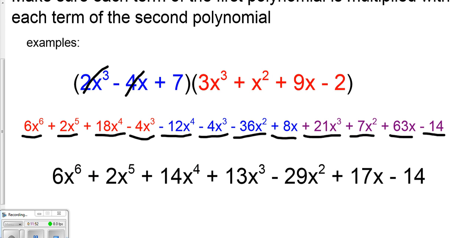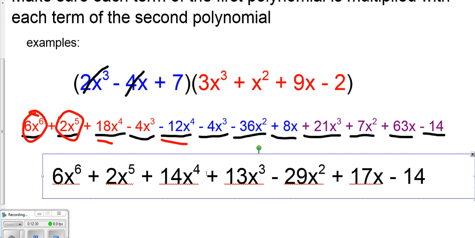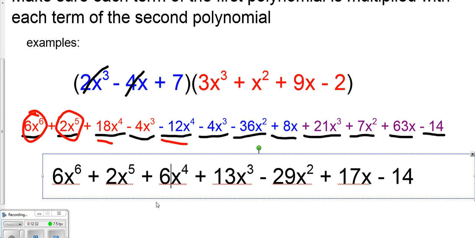We're going to go through and combine any like terms. X to the 6th is the only one. There are no other x to the 6th, so that one is done right here. Let's look for x to the 5ths here, and that's it. So that one is done. Now we need to look for x to the 4ths. We have an x to the 4th here, and an x to the 4th here. And I believe that's it, am I missing one? Nope, that's it. I have to change this then. 18 minus 12 should come out to 6. So 6x to the 4th.